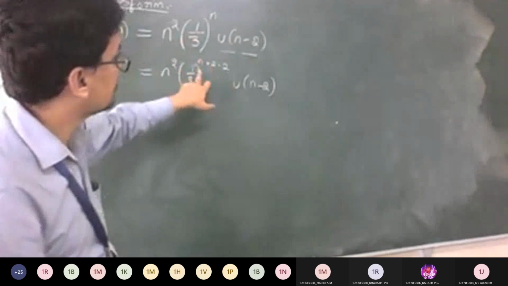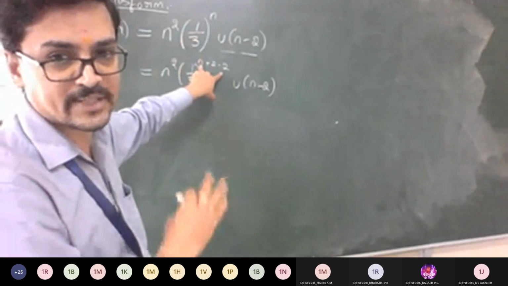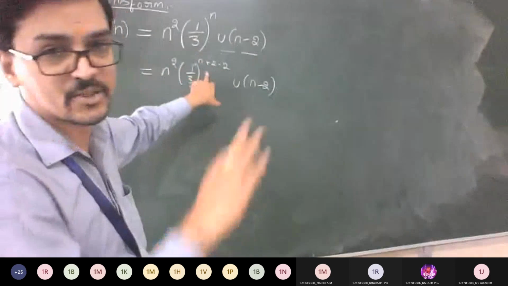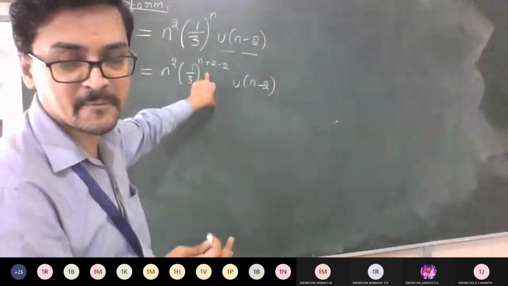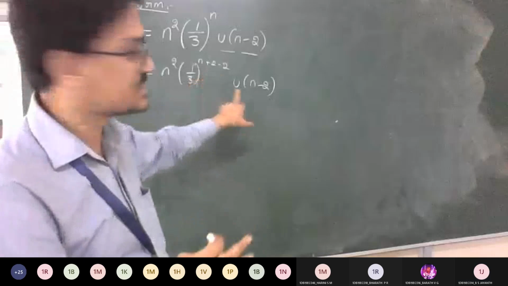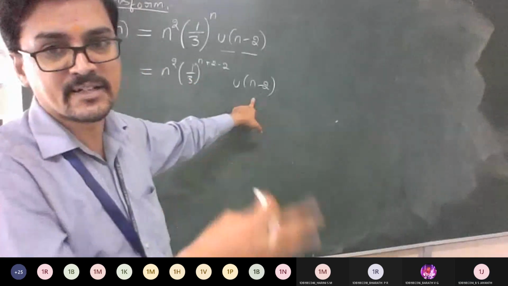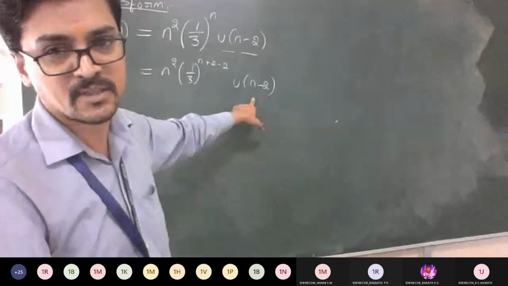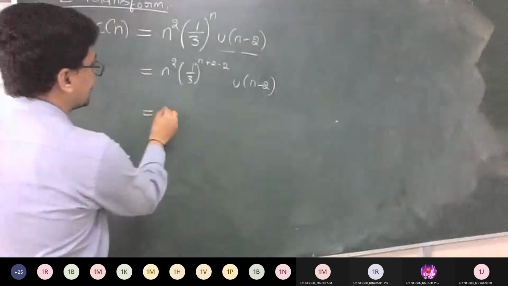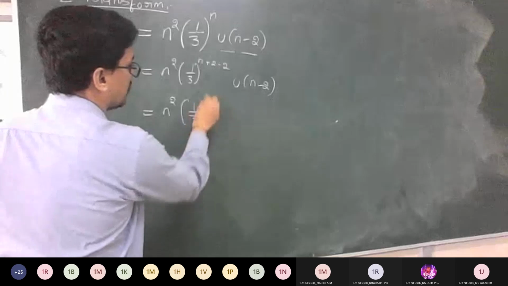Okay. So now tell me, can I make this 1 by 3 to the power of n minus 2 as one term and 1 by 3 to the power of 2 as one term? Can I? Yes, sir. So from that, we will get an idea that it is in the form of u of n minus 2. So this is what you need to do at the beginning. Then the remaining properties you can do, not an issue. So shall we continue? You can rearrange this as n square into 1 by 3 whole square.